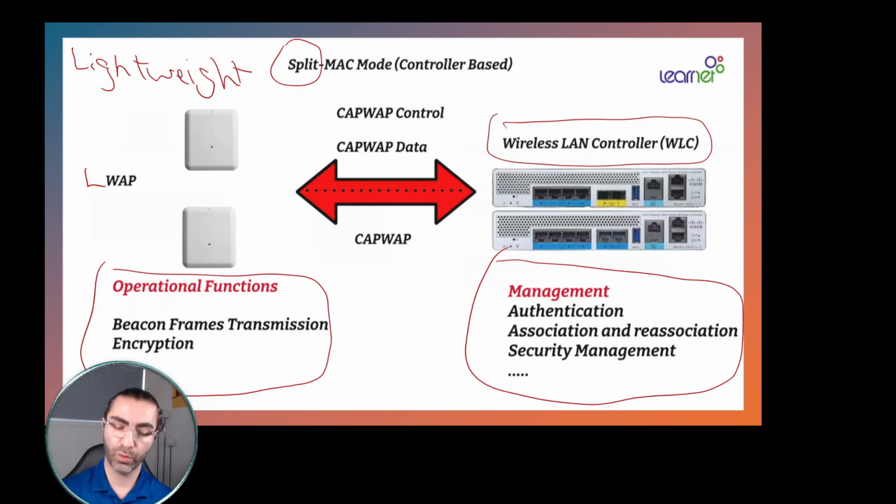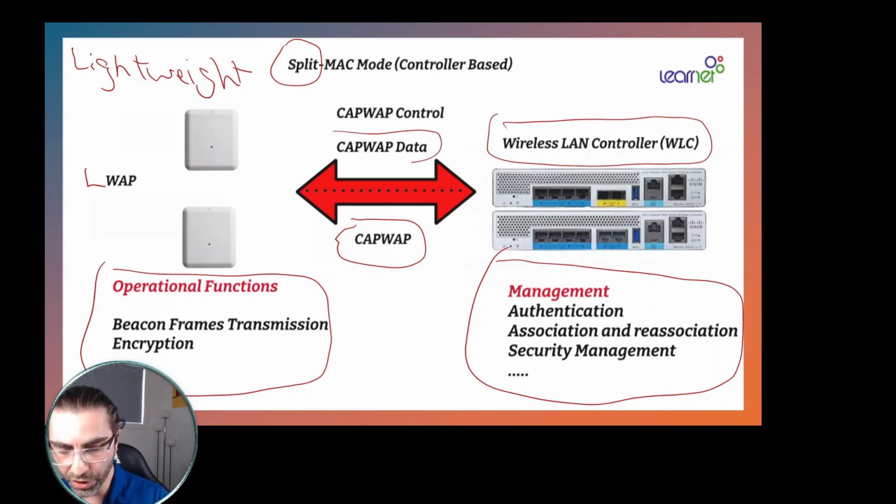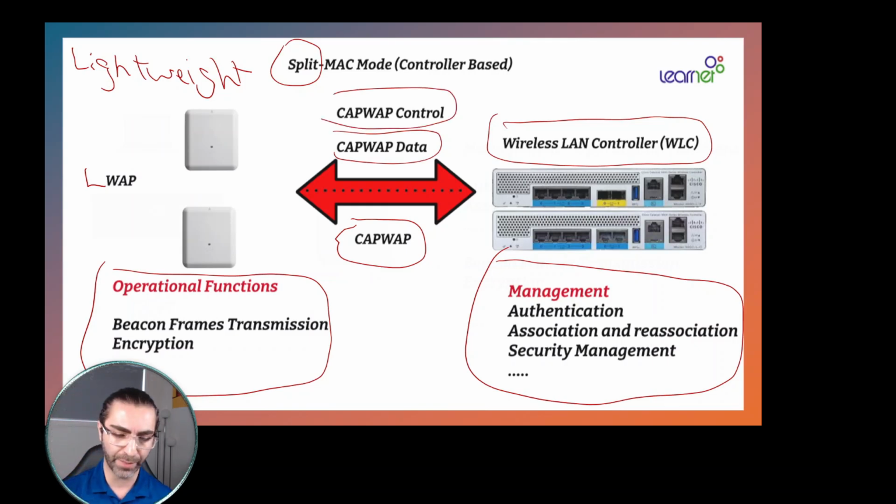Now we needed a protocol that can help us make the wireless LAN controller talk to the LWAP, control it, provision it, and tell it which channel it should work on, etc. That protocol is called CAPWAP, or Control and Provisioning of Wireless Access Points. CAPWAP has two different tunnels. One tunnel is for data and one tunnel is for control-based stuff. And CAPWAP has been introduced in different RFCs.